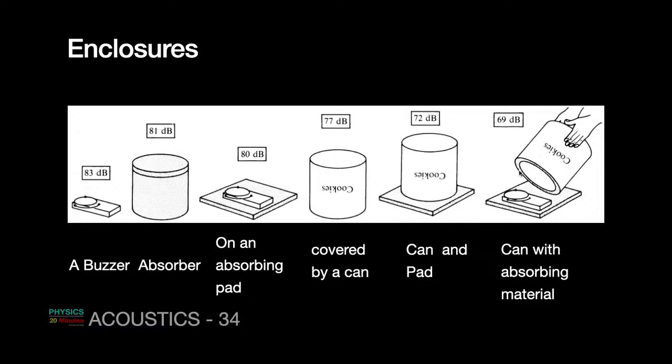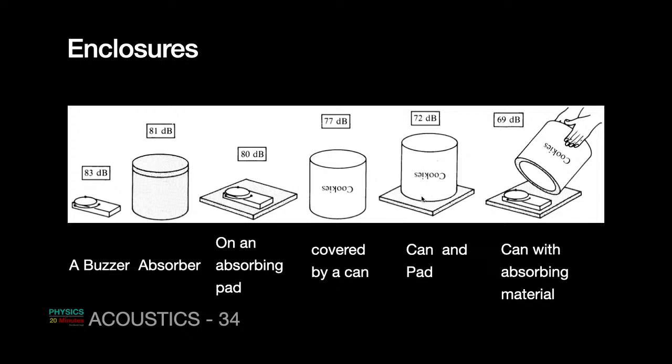And finally, the can with absorbing material. You can see that the inner lining of the can has been put with an absorber. Here the absorbing material was exposed, so a lot of transmission happened and sound comes out. But here the can will block a lot of sound. The absorbing material is inside, and if you cover it, it's 69 dB. You can see that there is a huge 14 dB drop from 83 dB to 69 dB, and that's a large drop in the noise transmission due to an enclosure.